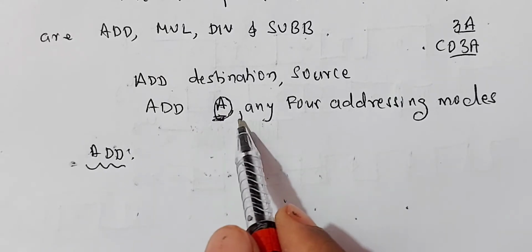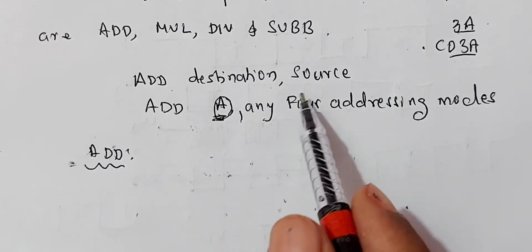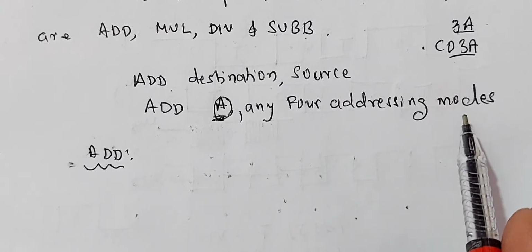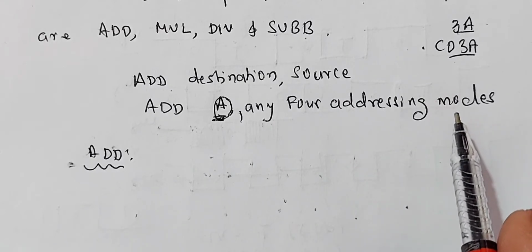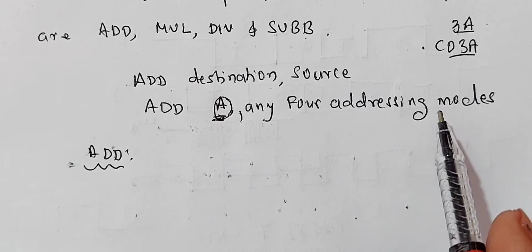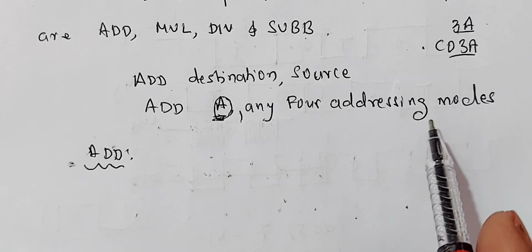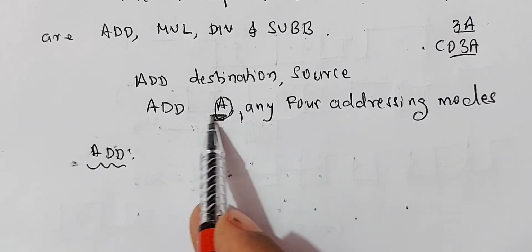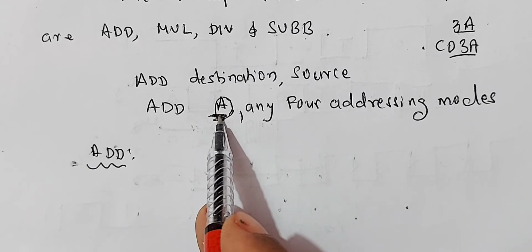Then ADD A comma source. The source may be any of the four addressing modes: immediate addressing mode, direct addressing mode, indirect addressing mode and register addressing mode. But the destination must always be the register A only. It is also called the accumulator. It is an 8-bit storage unit.